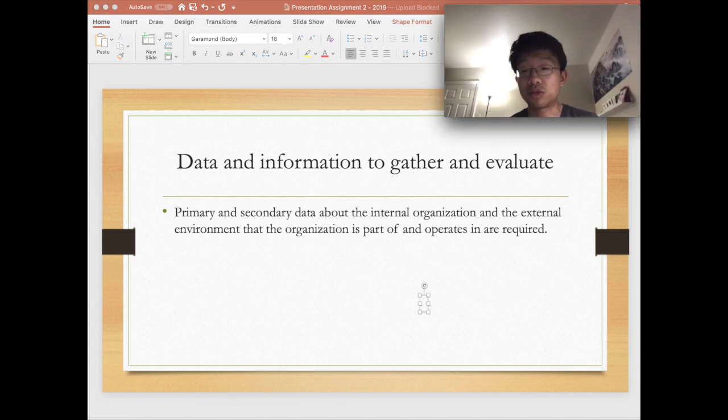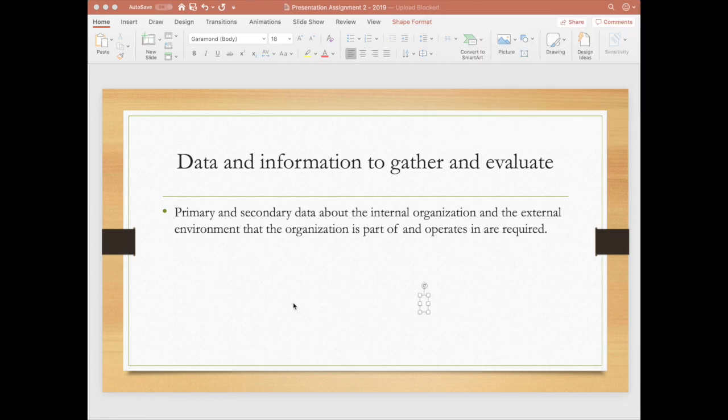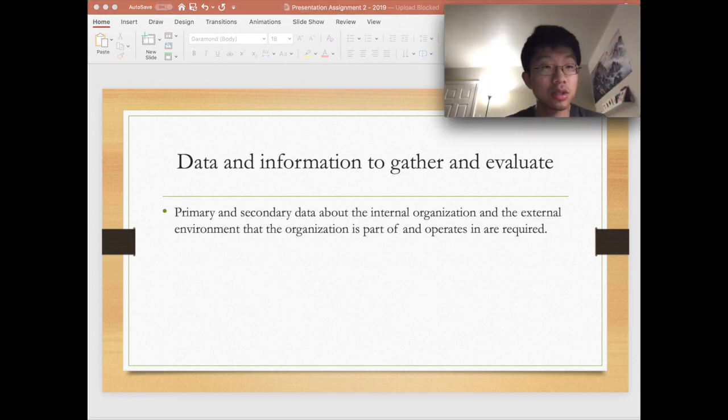So what type of data am I going to collect? That's for the first step. So there are two types of data that could be relevant, the primary and the secondary data. They're about the internal organization and external environment that the organization is part of and operates in. So one example, both primary and secondary data can be gathered internally within the organization and external to the organization.